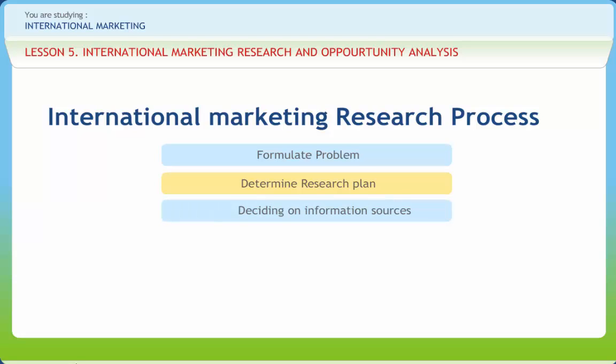After the international manager and researcher define the problem and set the objectives, the researcher must determine the extent to which available information is sufficient. Primary research is used internationally far less than it should be.